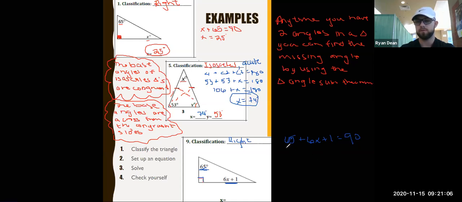Let's combine all the like terms. That's the 65 and the 1 on the left side, which makes 66. We have 66 plus 6x equals 90. Take away 66 on both sides, and that leaves us with 6x equals 24. So x is equal to 4, which is what we needed. We can't classify this one by the sides because there's nothing given to us about the sides. So the only classification that we can give here is right triangle.